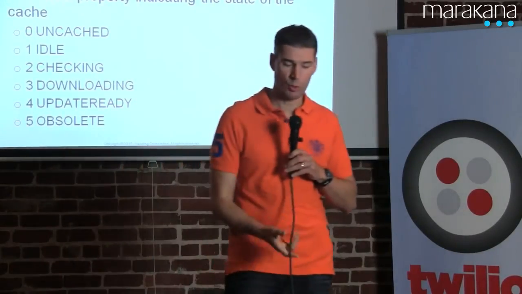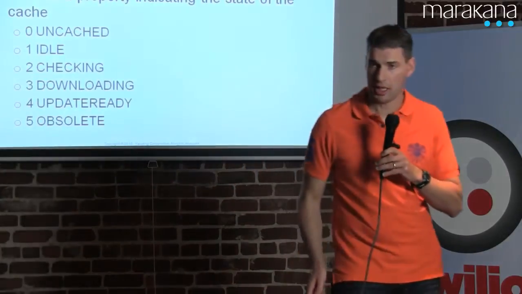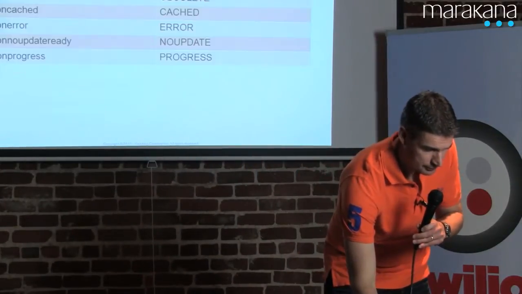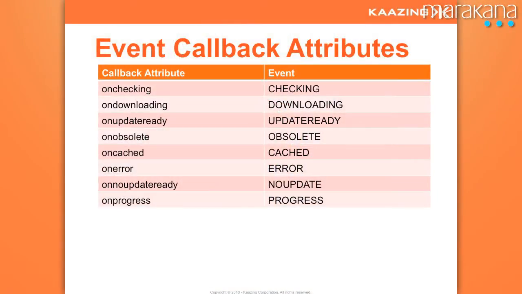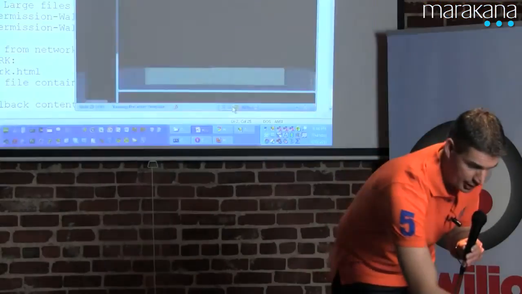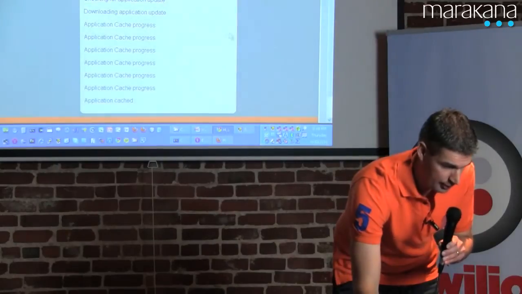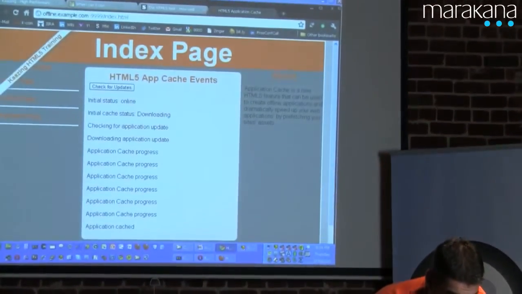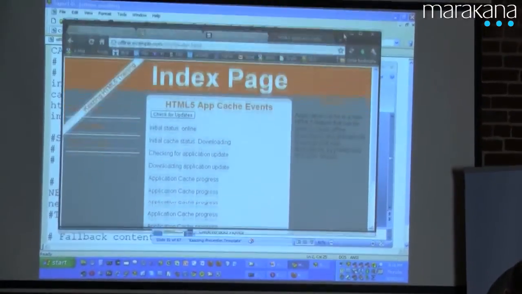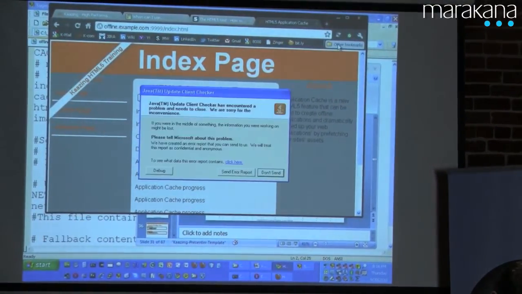So for that, there's a whole bunch of these great cache events. All of these are available, and they fire at different times. And basically, it's checking, downloading, and then you get progress events for each file that downloads. And Chrome has done a fantastic job in creating this beautiful debugging console. Control-Shift-J.